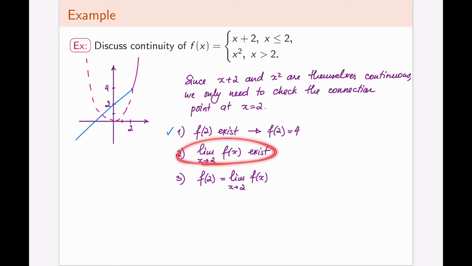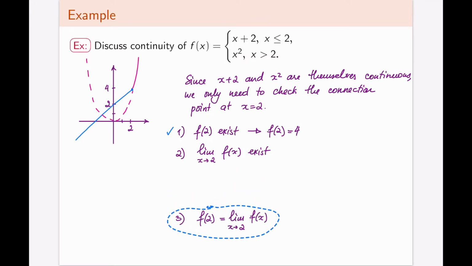Next up, I need to figure out whether the limit at 2 exists or not. And here, I know that the 2 is in fact my connection point. So I have a function that looks different on the left than it looks on the right. In order for me to find whether or not this limit exists, I need to find the limit on the left of 2 and the limit on the right of 2. If they are equal, then the limit at 2 will exist.